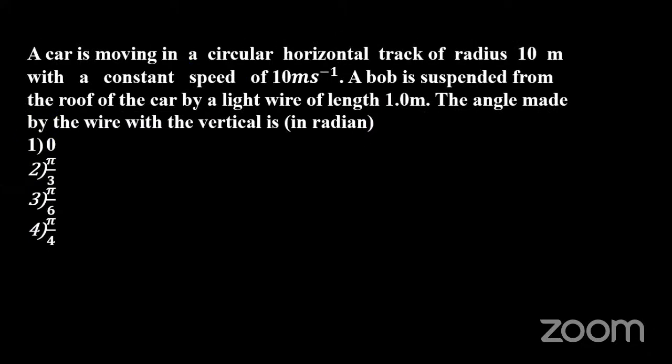Next, a car is moving in a circular horizontal track of radius 10 meter with a constant speed of 10 meter per second. A bob is suspended from the roof of the car by a light wire. The angle made by the wire with the vertical. So a car is moving in a horizontal circular track.